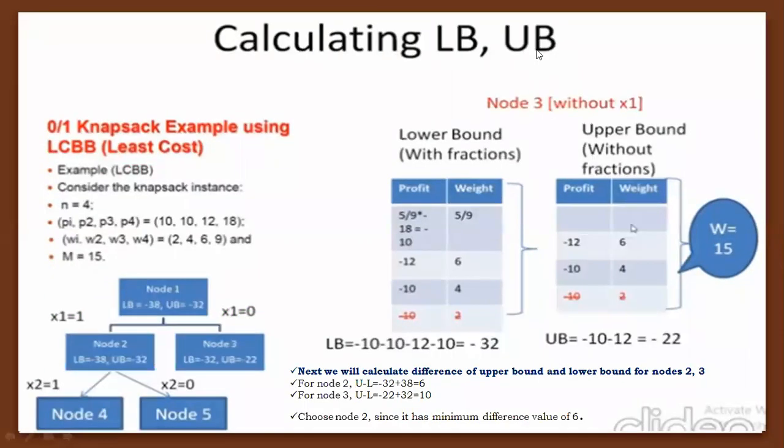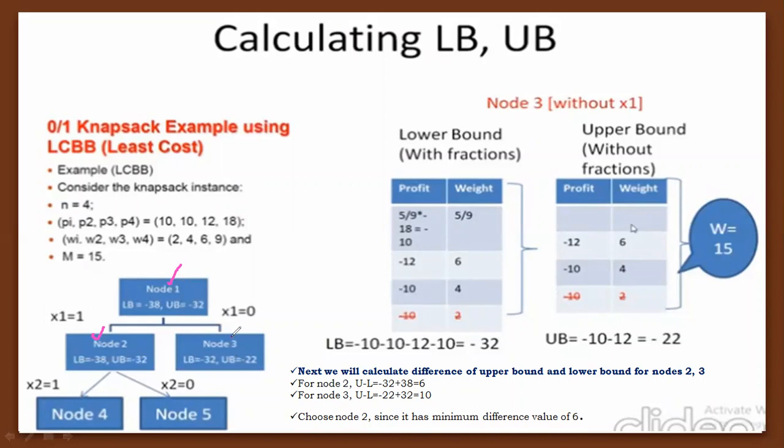Okay. So here if you clearly observe, node 1 lower bound and upper bound are already found. For node 2, when x1 equals 1 and the first item is selected, the node 2 lower bound and upper bound values are to be found.